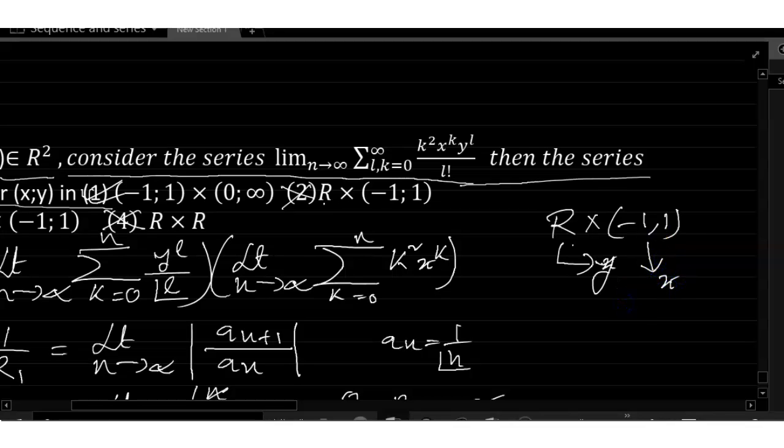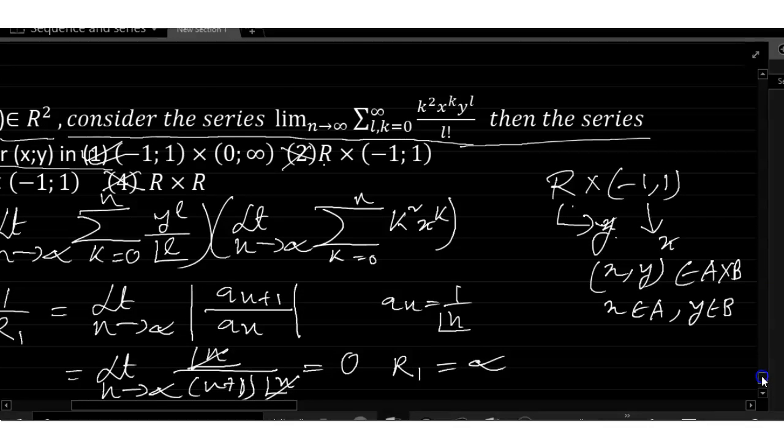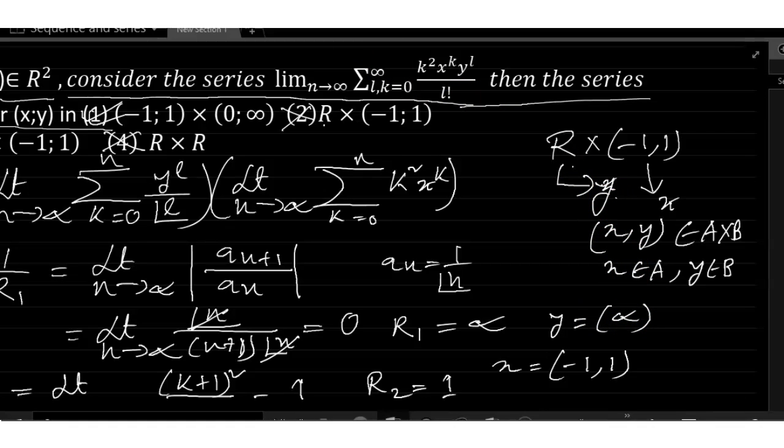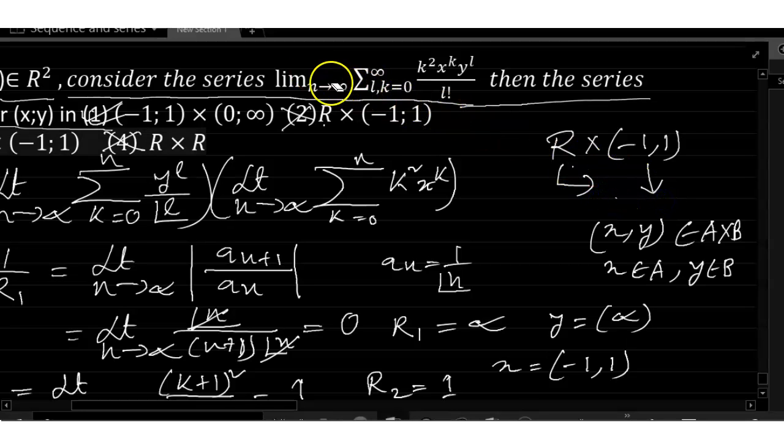So (x, y) belongs to A cross B, x belongs to A and y belongs to B. So according to the rule, x is this and y is this. Now whatever we see, x is (-1, 1) and y is infinity. So this portion we can say it is not correct. This is x and this is y, so that's why option 2 is wrong.